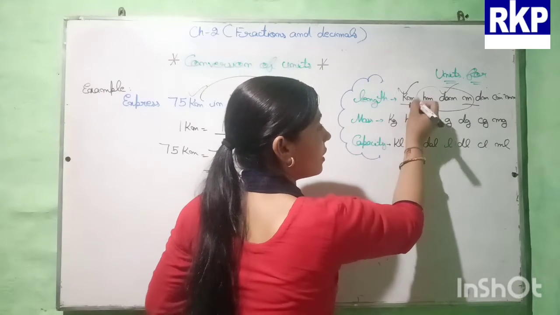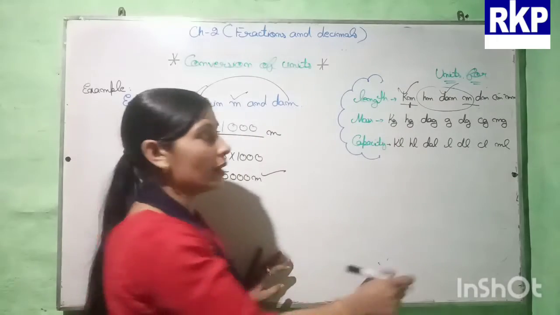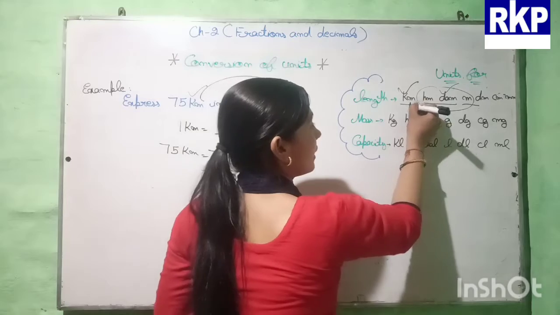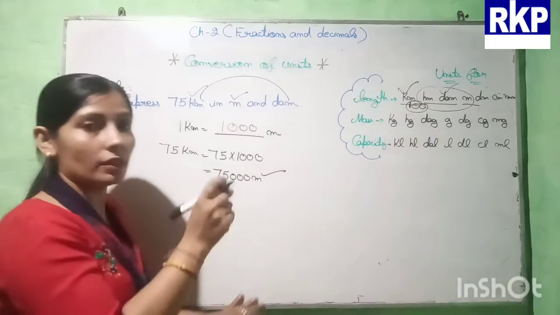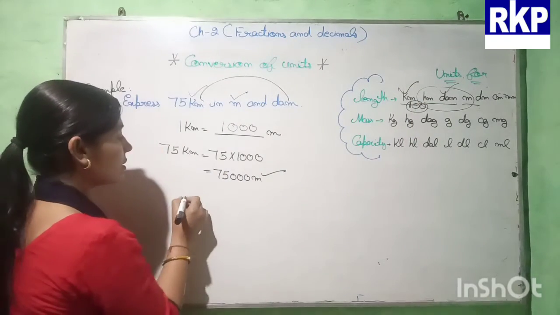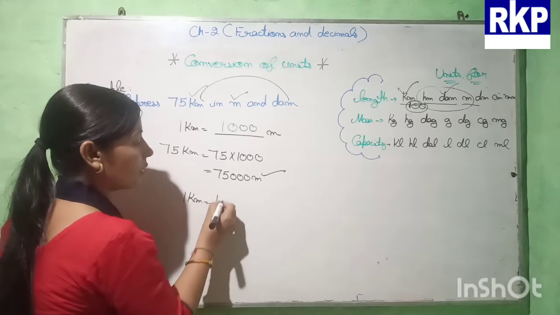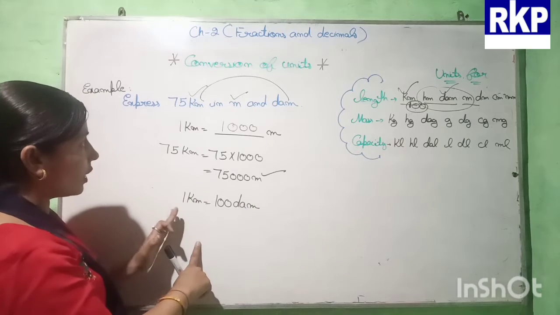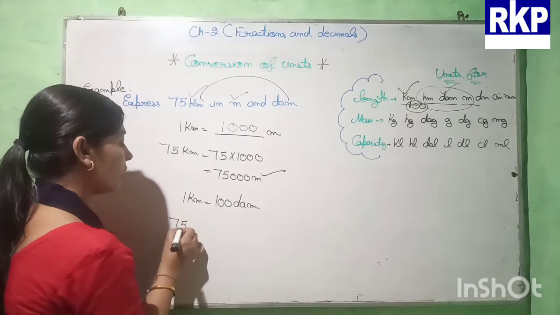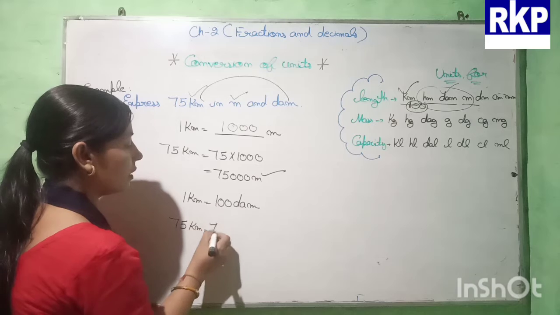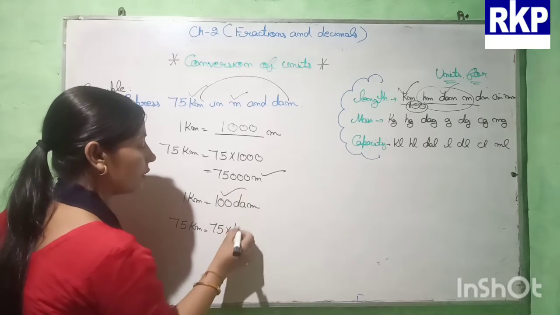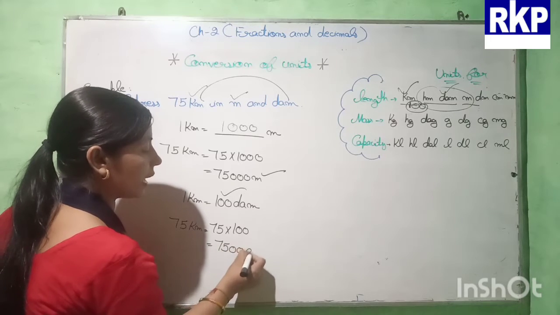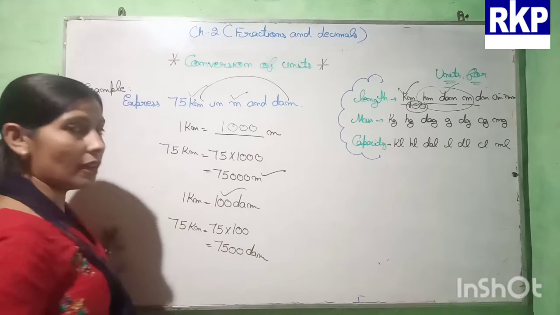Here, for kilometer we will write 1, and here we are having 2 units after kilometer. So we will write 2 zeros for these 2 units. It means 1 kilometer is equal to 100 decameter. Now we will write 75 kilometer, and we need to multiply with 100. So 7500 decameter is the answer.